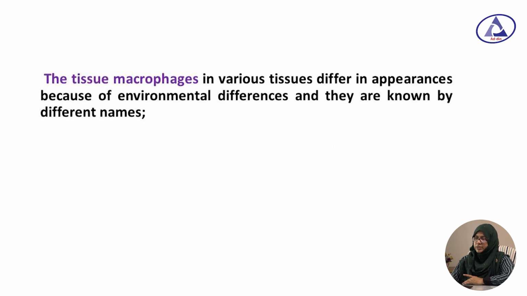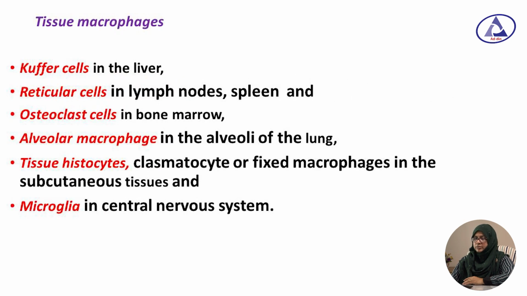The tissue macrophages in various tissues differ in appearance because of environmental differences, and they are known by different names. In the liver, you can call it Kupffer cell, and in the lymph nodes it is called reticular cells. In the bone marrow, osteoclast cells, alveolar macrophages in the lung alveoli, and tissue histiocytes are the macrophages in subcutaneous tissue, and microglia in the central nervous system.